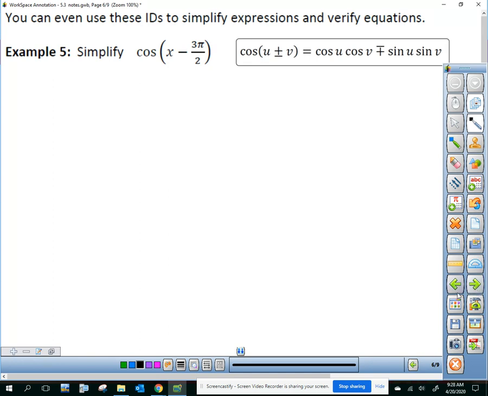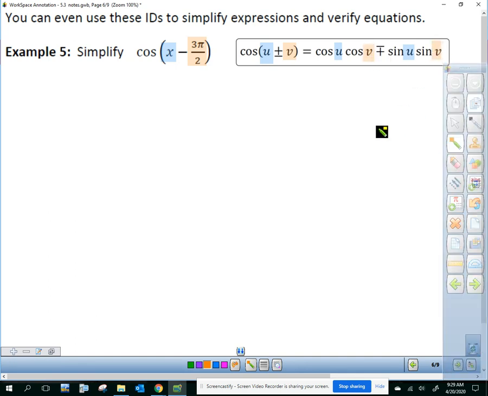Okay, so next up, we can use these ideas to simplify expressions and verify equations. So it's back to being given in the condensed version, but notice one of them is a variable. So we're not going to have a final answer because part of it's a variable. We're just going to be simplifying. So I'm going to expand here. X is now my u value. 3 pi halves is my v value. And it starts out in the condensed version as the difference.